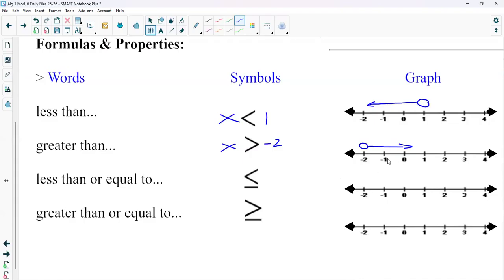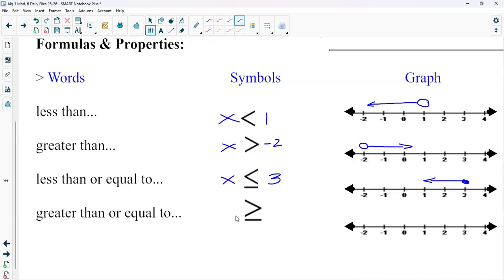If we're talking about less than or equal to, if we have x is less than or equal to 3, we're going to go to 3 and make our circle. This time, since we have that equal sign, it's also going to include the value 3, and we show that it's included by filling in that circle. Again, we are less than, so we are going to go to the left side of the point on the number line.